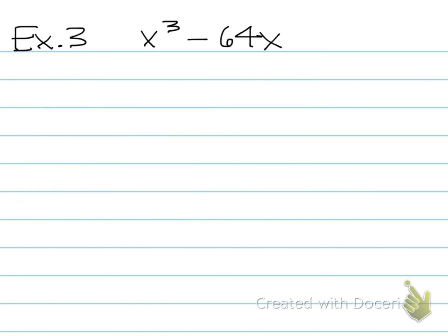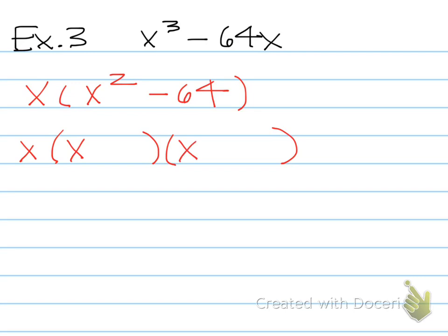Next example, we've got x cubed minus 64x, so we can factor out an x from both of those terms, leaving us with x squared minus 64, which is a difference of 2 squares. So when we factor the difference of 2 squares, we can start with the x's in the front of the parenthesis. Square root of 64 is 8, so 8 goes at the back of both parentheses. One's positive, one's negative.